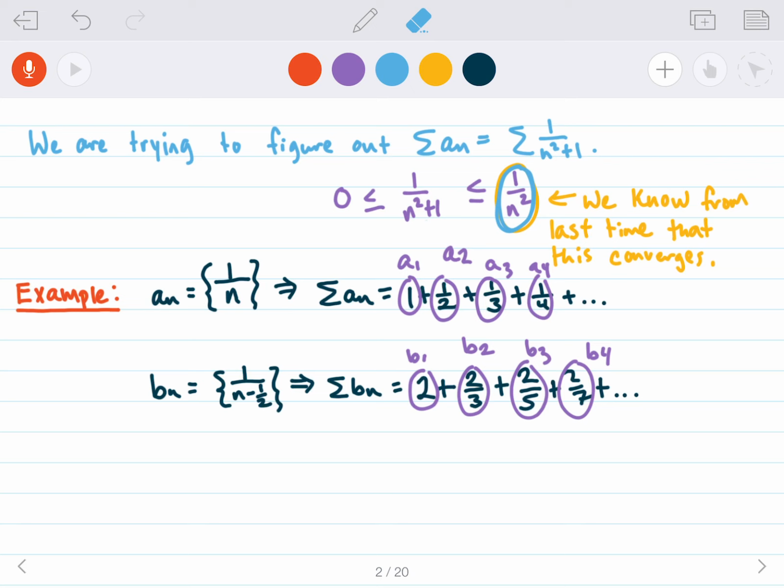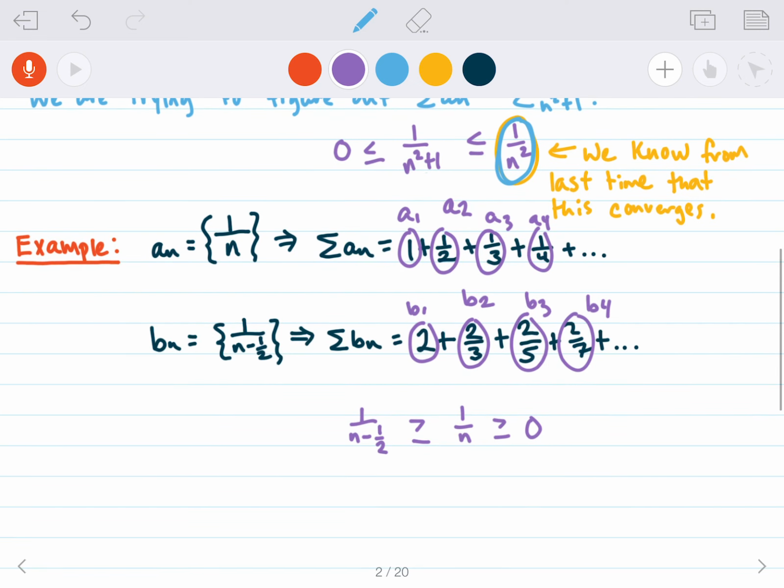So how can we write this as an inequality? Well, we can say that b sub n is going to be greater than or equal to a sub n, which is 1 over n, and a sub n is greater than or equal to 0. So what does this mean? Well, we know from last lecture that 1 over n diverges. That's a fact that you can use here.